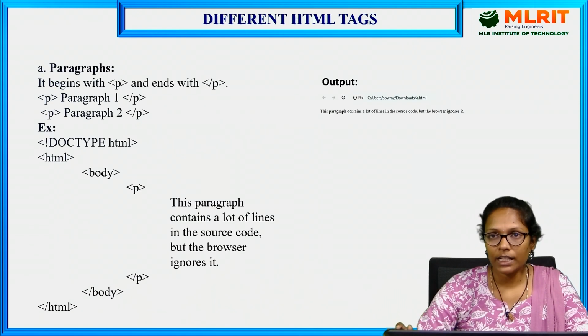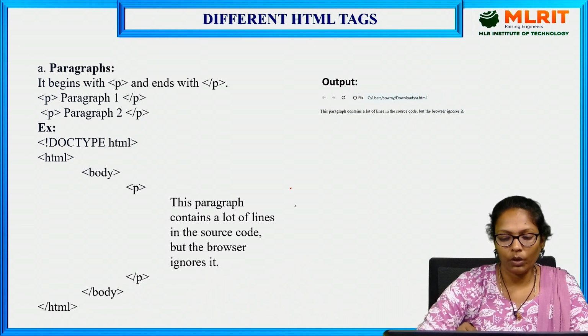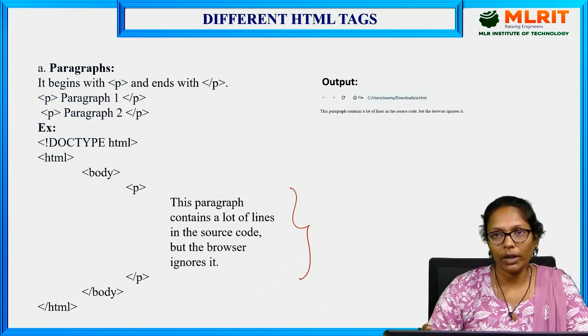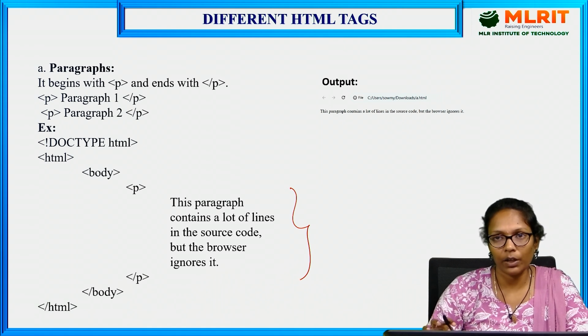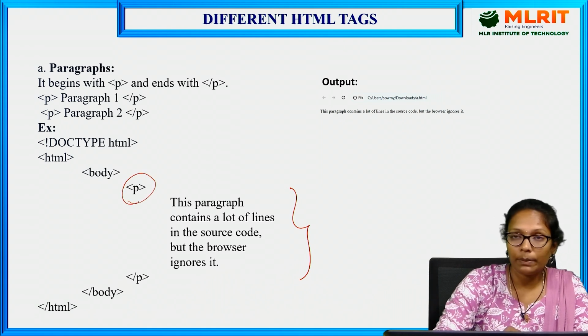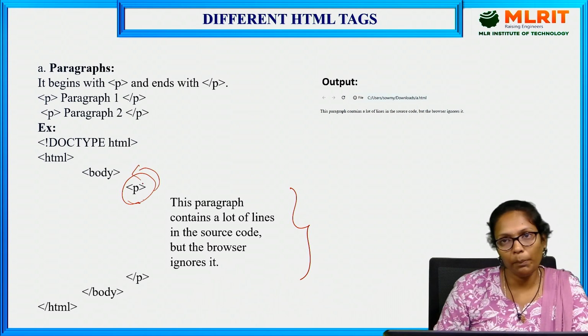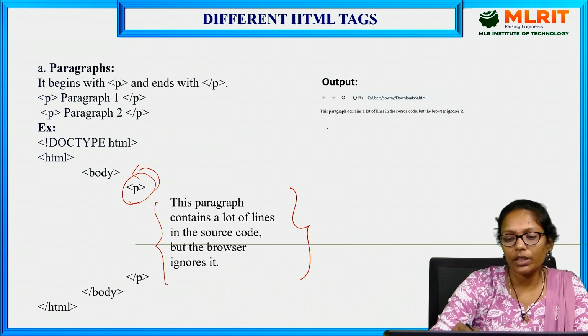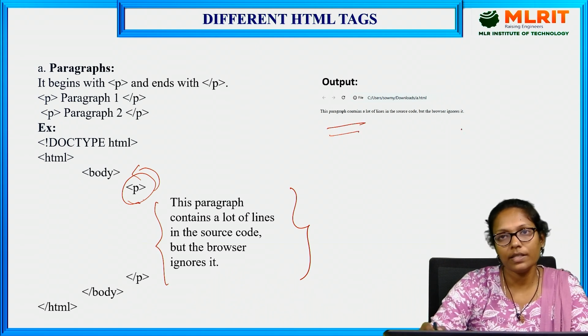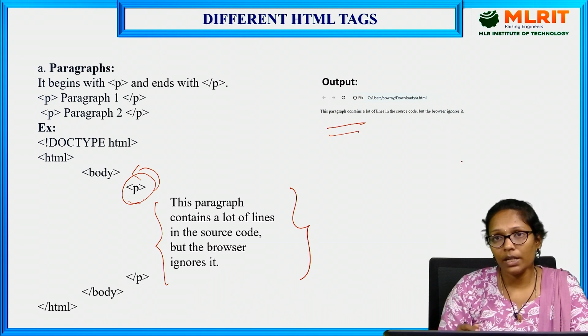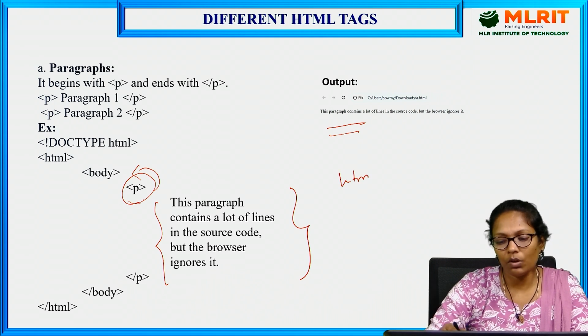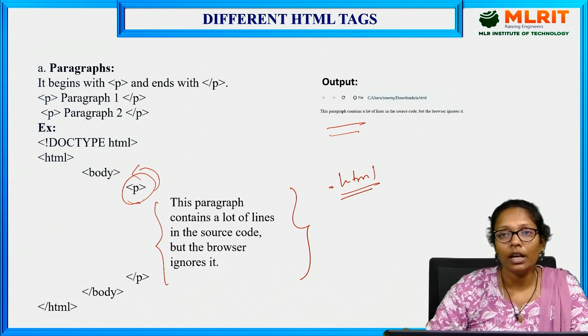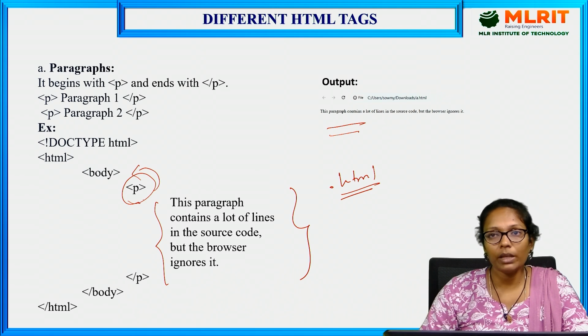The first tag is the paragraph tag. Whatever data and whatever format you give, it will be displayed as a paragraph only. For this, you use the tag name P. P stands for paragraph, and this paragraph tag you should write within the body tag only. Here I'm writing 5 lines of content, but if you check, the output will be displayed as a single line only. And all HTML programs should be saved with the extension .html, and you can execute this program in any web browser.